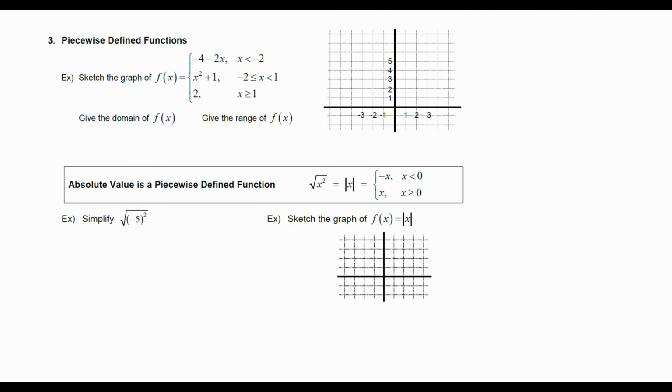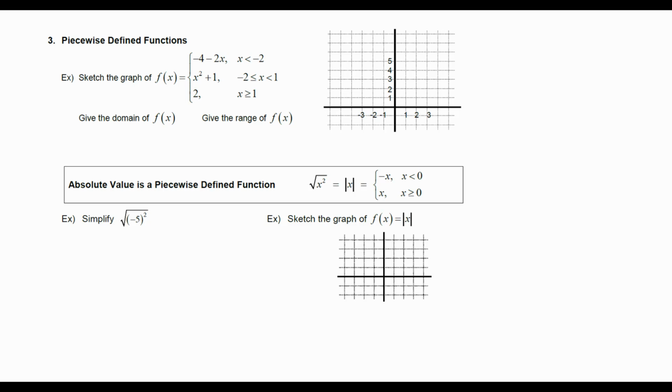Number 3. Piecewise defined functions. Sketch the graph of f of x equals negative 4 minus 2x for all x less than negative 2. f of x equals x squared plus 1 if x is between negative 2 and 1. f of x equals 2 for all x greater than or equal to 1. So you can see that this function is made into 3 pieces.